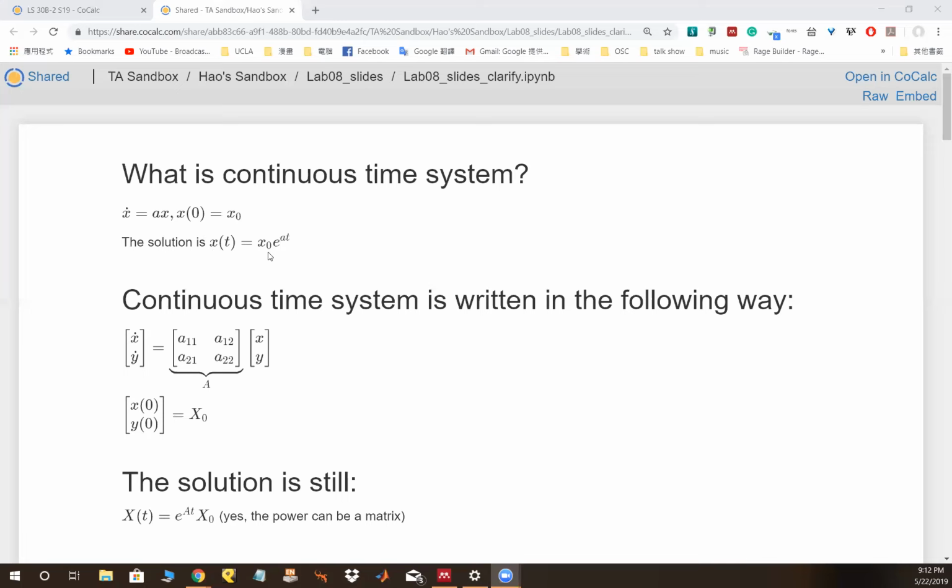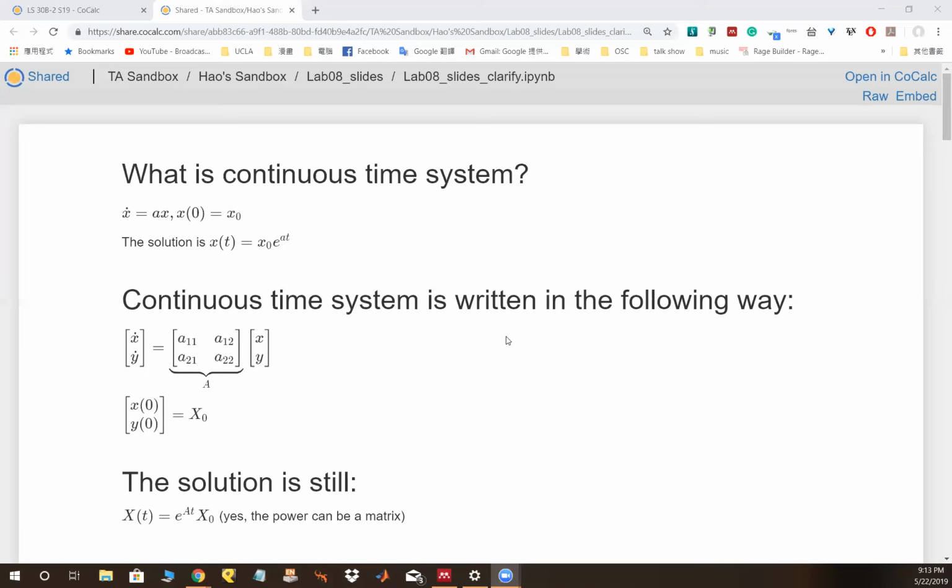If you wonder why this is the answer, you can take the derivative of this x with respect to time and put it on the left-hand side. You'll figure out that if you replace x with this value, the equation will stand. And also, if you let t be 0, exponential 0 is 1, so it's also equal to x0. So the above conditions will all be satisfied if you make x equal to that.